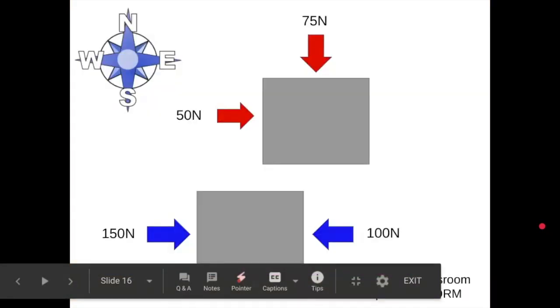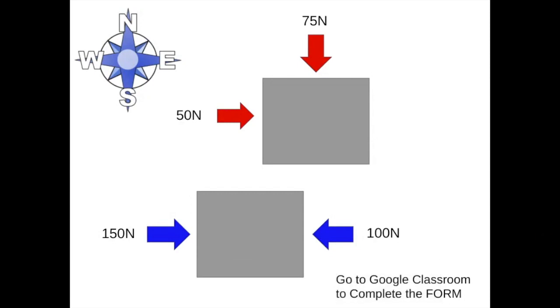Okay, so with the little bit of information that you have right now about how forces act, I want you to go back into your Google Classroom, and I want you to answer the questions that go along with this slide. So look at the two examples. In the top one, the two forces acting on the object are acting on different sides of the box. So we have 75 newtons pushing south and 50 newtons pushing east. So what is the net force acting on the box?